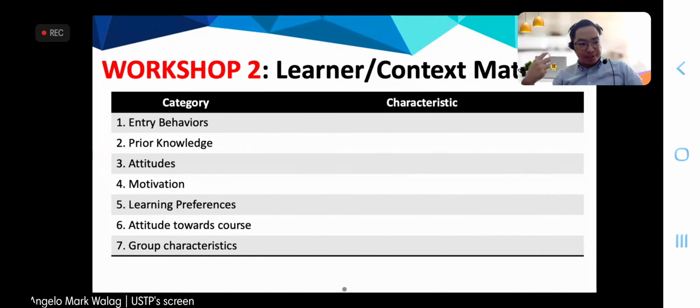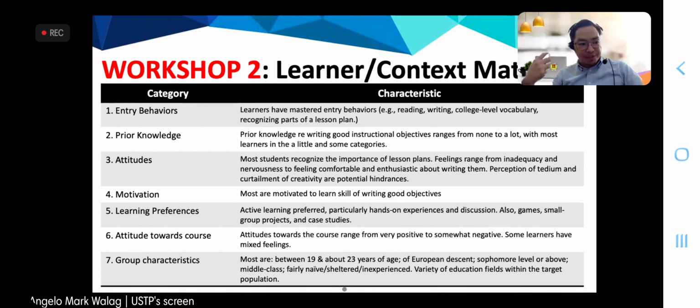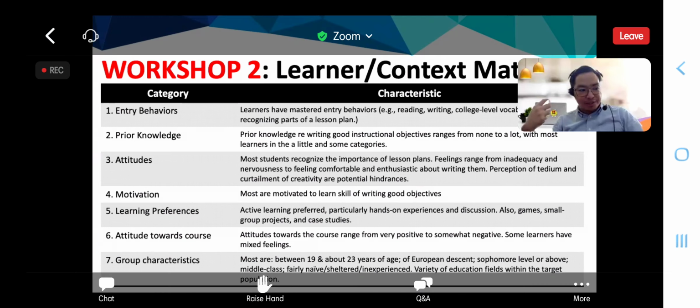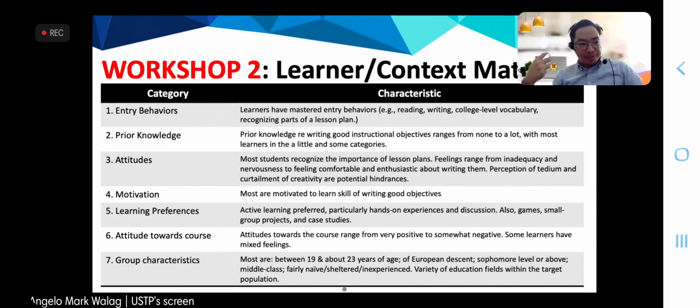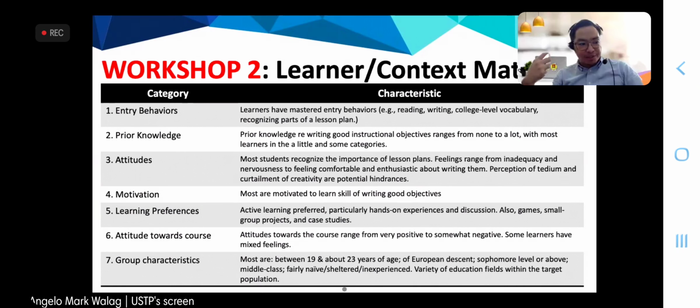Okay, for example, this one I developed this earlier for you guys. For example, what are your entry behaviors? Learners are ranging from none to a lot, with most learners in the a little and some categories.